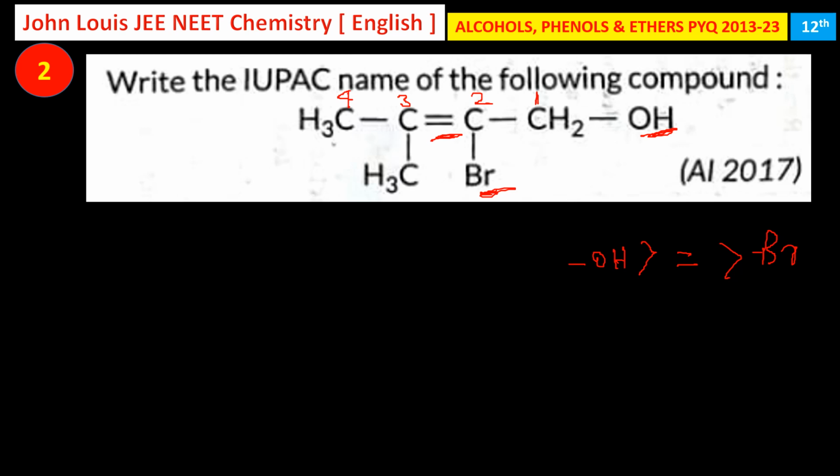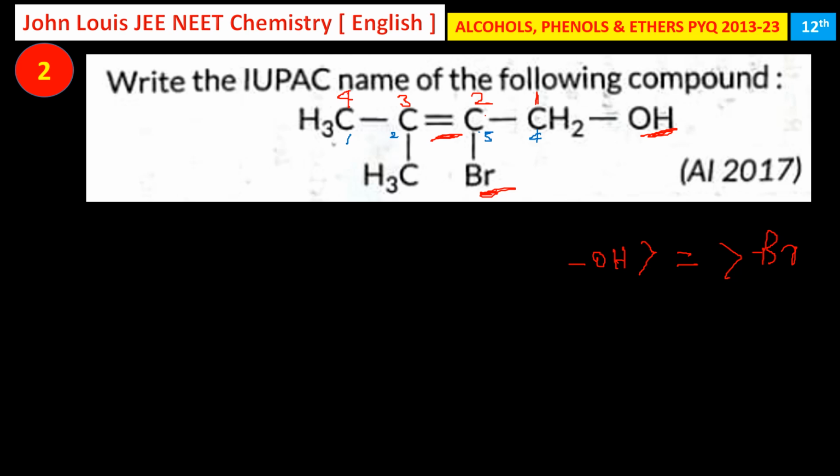So there are 4 carbons, in which in the second position there is a double bond, and also in the second position there is a halogen, and in the first carbon there is an OH group. Suppose you number from the other end. For example, if you number it from the left hand side, this will be 1, this will be 2, this will be 3, this will be 4.